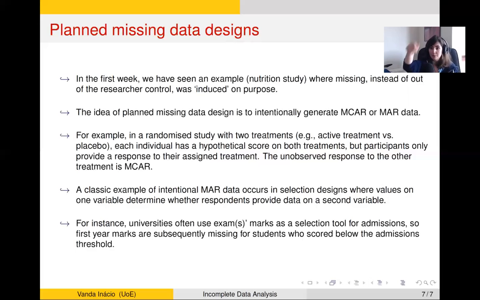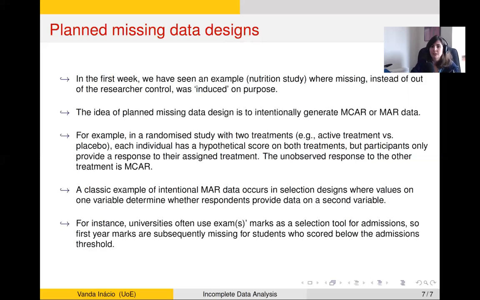So we have two variables. The first variable is the high school mark in combination with the exam mark or whatever it might be used by the university to determine the access to studies. And then the second variable is the first year exam marks, the average, for instance. And so we only observe the average of the first year exam marks for those who scored above the threshold. So missing in this case is at random.